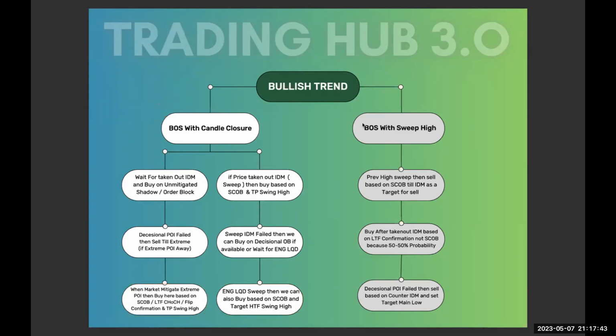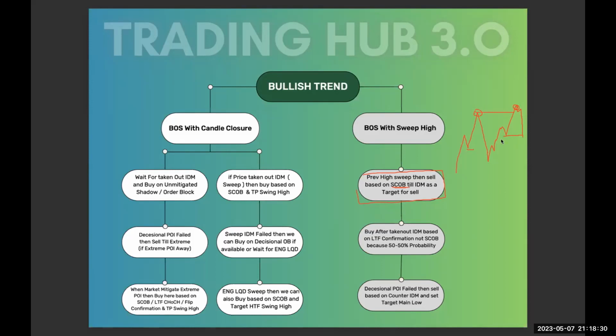Okay. The next scenario is a BOS with sweep high. Market is bullish and sweeps the previous high. In this case, you have to sell, but for the short term, as you know, because the pro trend is bullish. Previous high swept, then you can sell based on a single candle order block till inducement. Like, inducement taken out, again continues going higher high, sweeps this high, right? This sweep, and you can sell here till this inducement. So this is a counter trend sell.